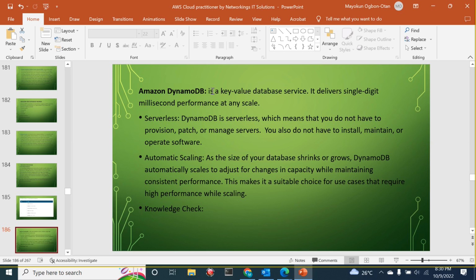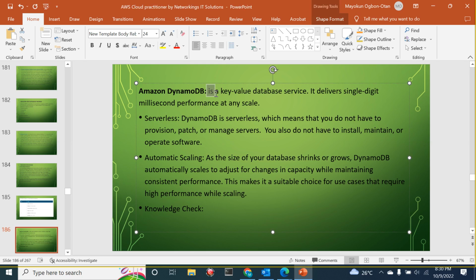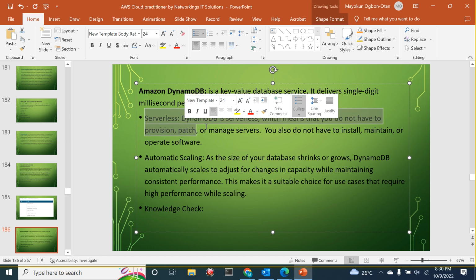So this is what now gives us what Amazon DynamoDB is. It's a key value database service. It delivers single digit milliseconds performance at any scale. First thing you need to know here, it's a key value database. That is, it's a non-relational database. It delivers single digit millisecond performance. It's serverless.